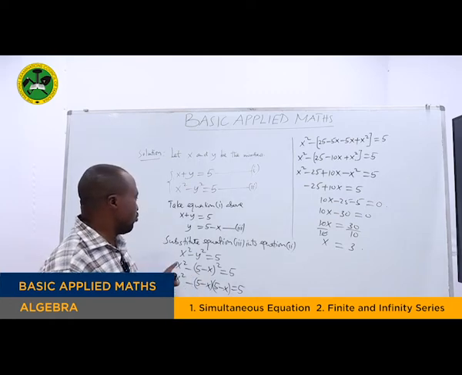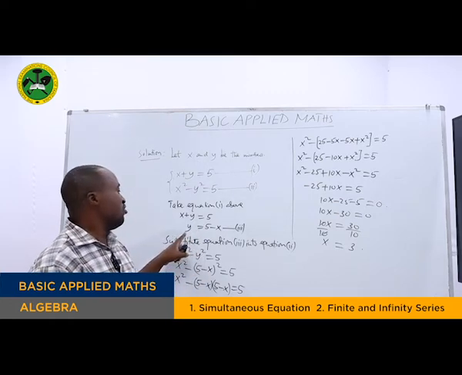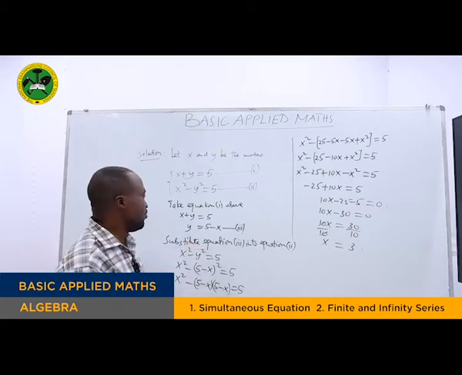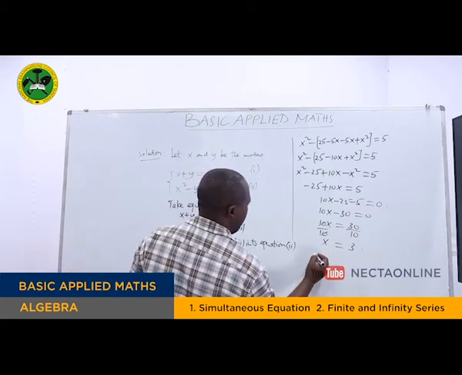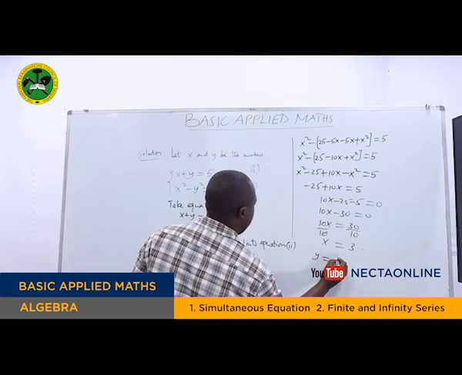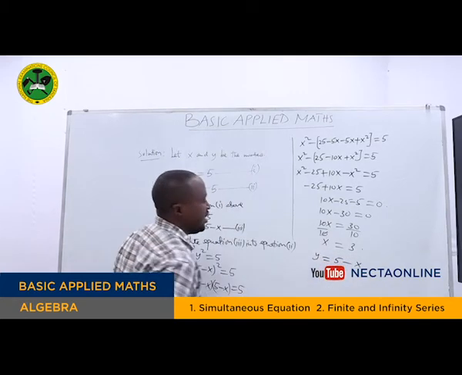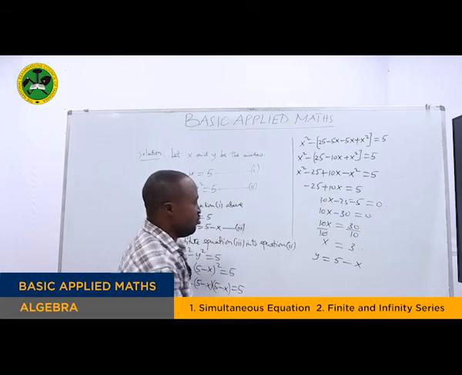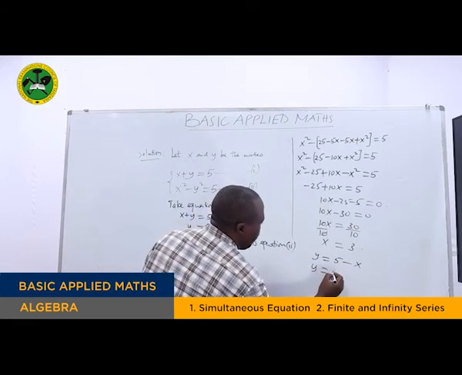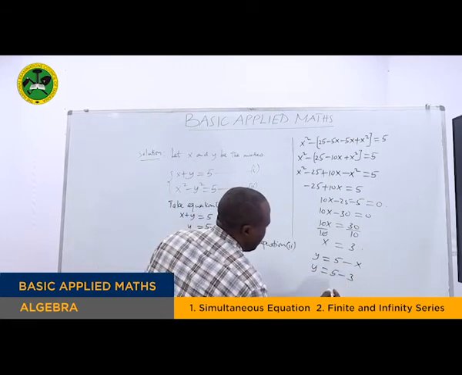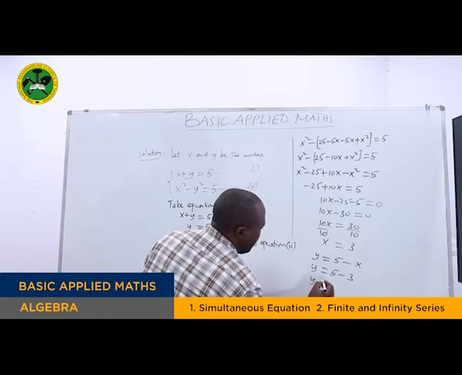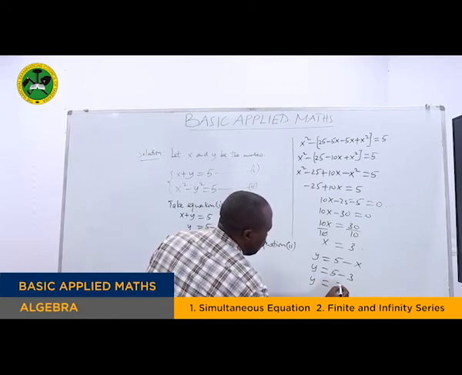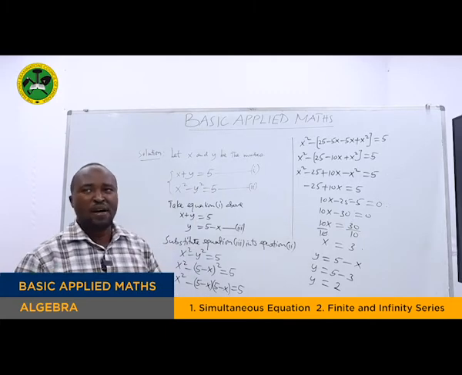It is now simple to find the value of y, because we have equation number 3, which says y is equal to 5 minus x. So here substitute the value of x. So we are going to have y is equal to 5 minus 3. So we have now y is equal to 2. That is 5 minus 3.